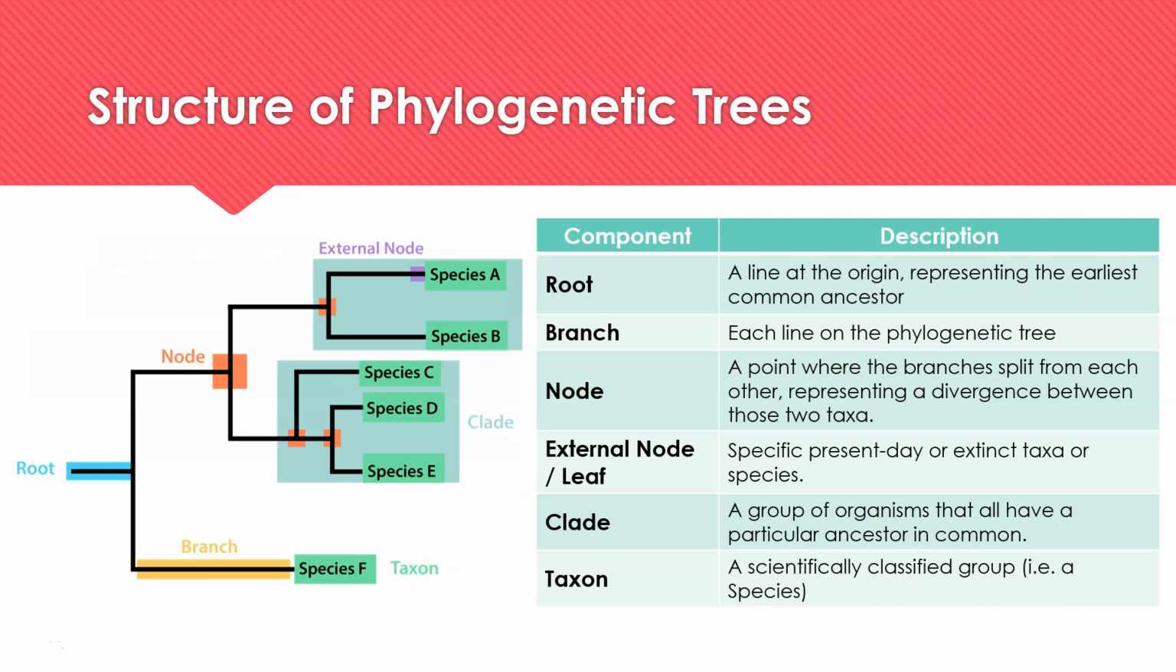The structure looks like this. The root, you can see, is on the left there. That is your line at the origin. This is your earliest common ancestor that you have for all the species in this phylogenetic tree.